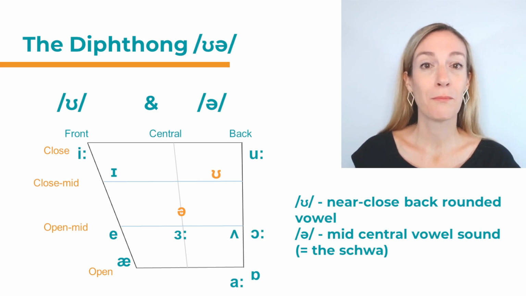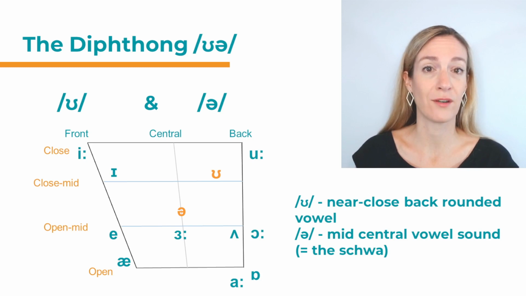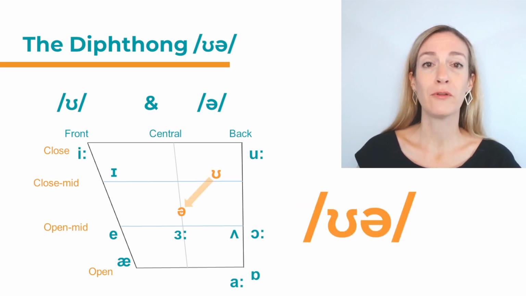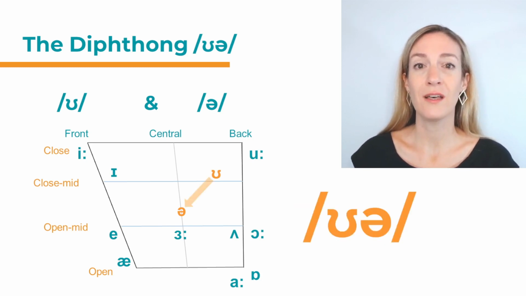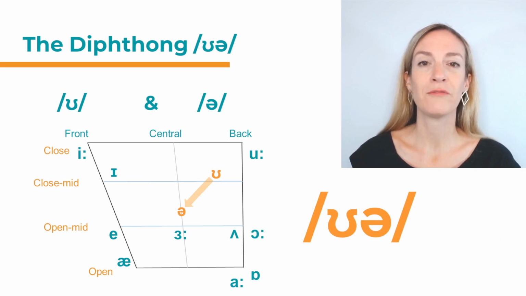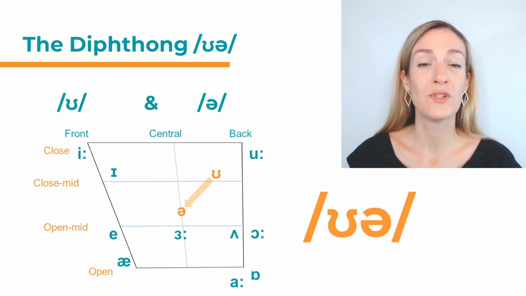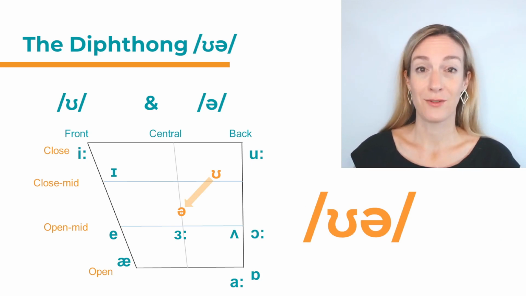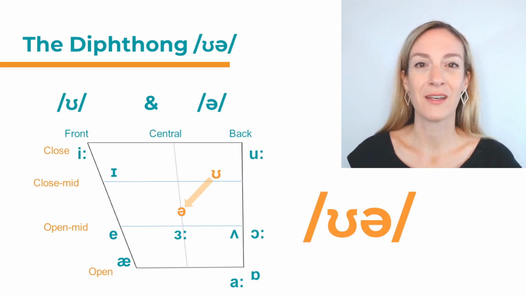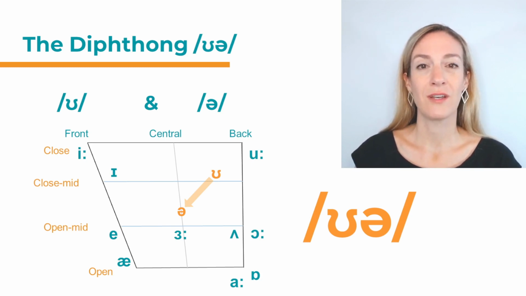Now we need to combine the two to form our new sound, our diphthong. So we're going to move from U to schwa in one smooth movement to create a new diphthong. Are you ready? Let's do it together. U to schwa is the diphthong. And then, of course, say it a little bit faster.